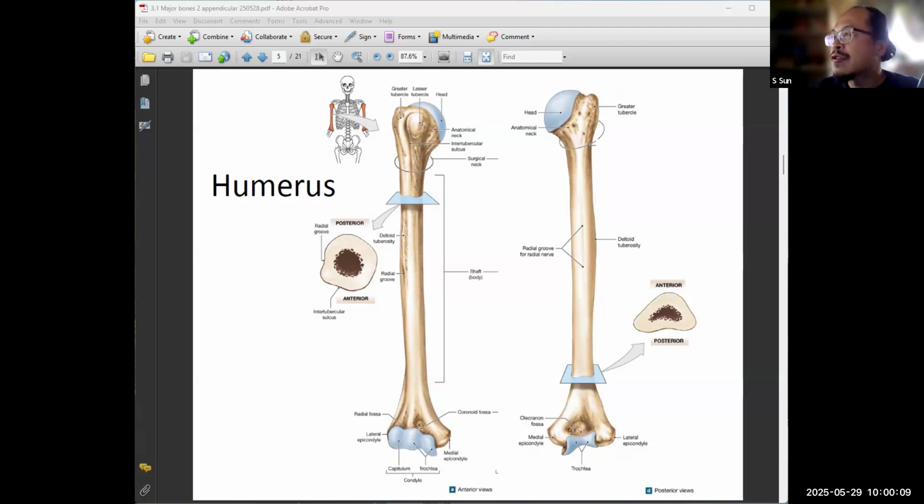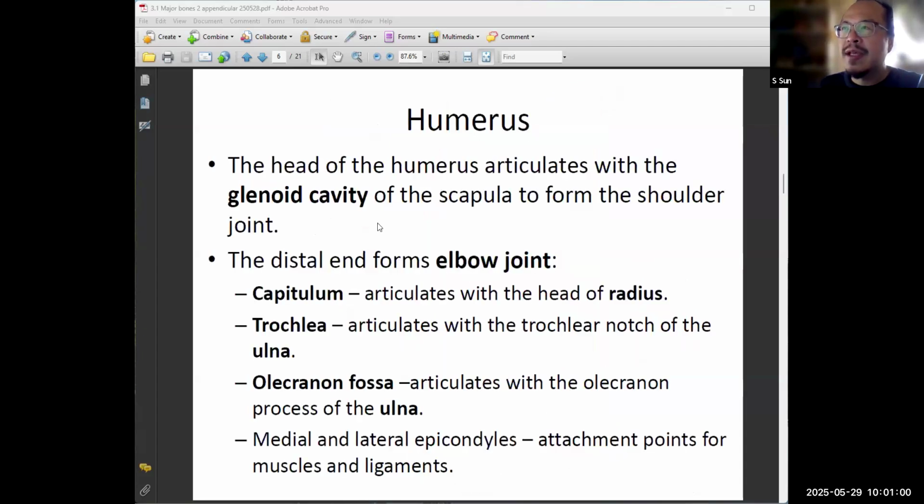And then down here in the posterior view, you see this fossa. This one is the trochlea. When the bone moves out in extension, it cannot move further because it stops here. This one is called the olecranon fossa. It will host the olecranon process of the ulna. So that's the humerus, summarizing its key features.